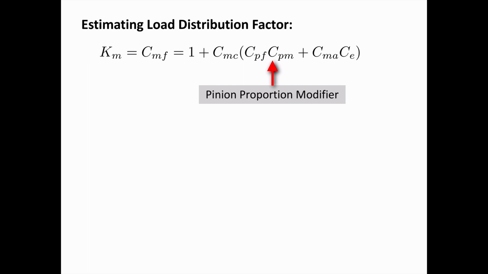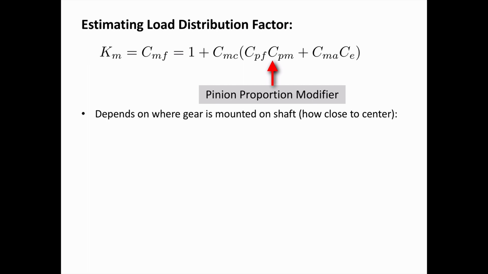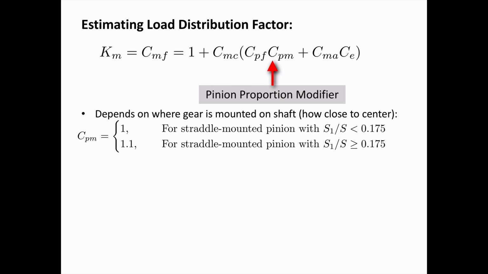The pinion proportion modifier, C sub PM, depends on where the gear is mounted on the shaft, or in other words, how close is it to the center. If you can imagine a shaft that's simply supported by 2 bearings, and if we have a gear right in the middle of it and we apply a load, that gear is going to stay fairly aligned with the axis of rotation. But if we have an offset from the center, then we're going to have some misalignment, and then this C sub PM is going to be something other than 1.